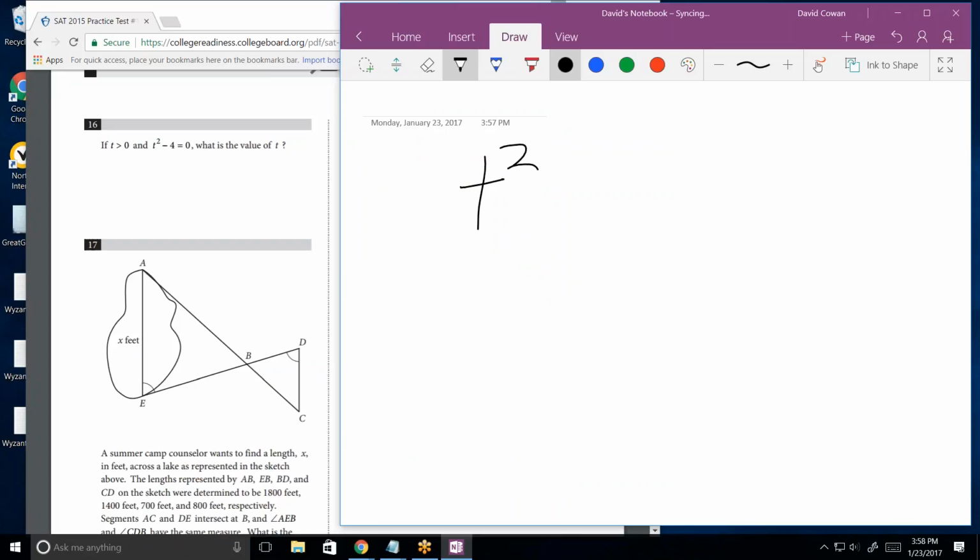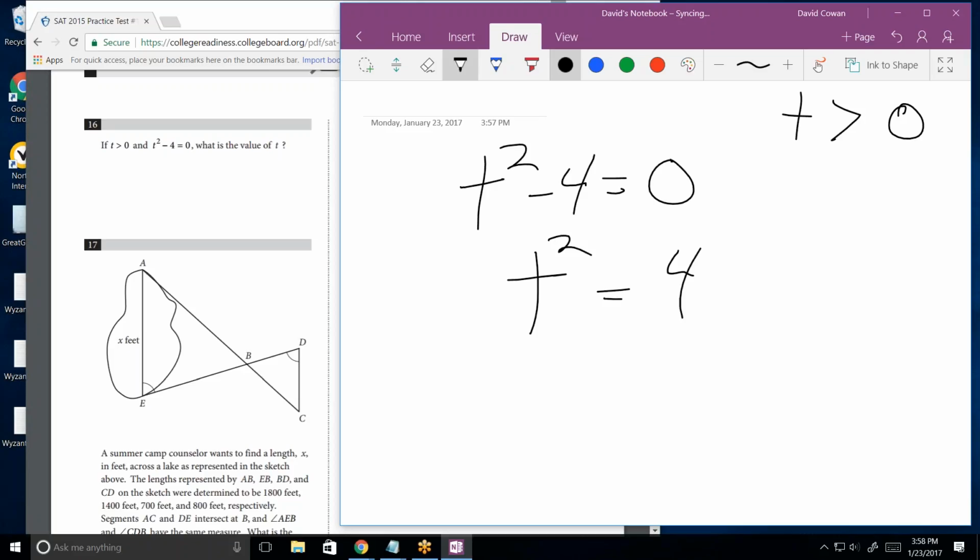T squared minus 4 equals 0. T is greater than 0. What's the value of T? 2. Yeah, but just before we go on, I want to be crystal clear. No, you were correct.